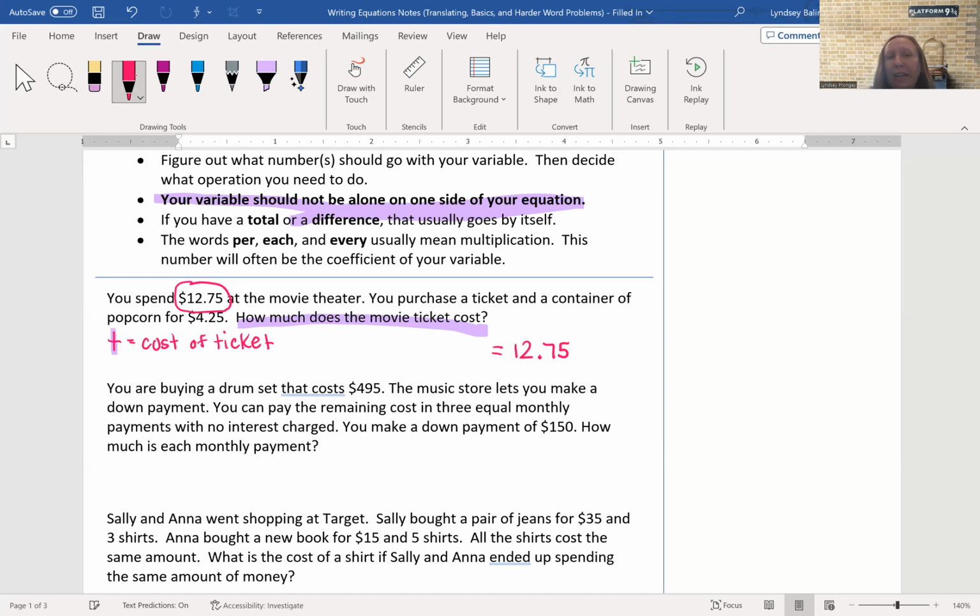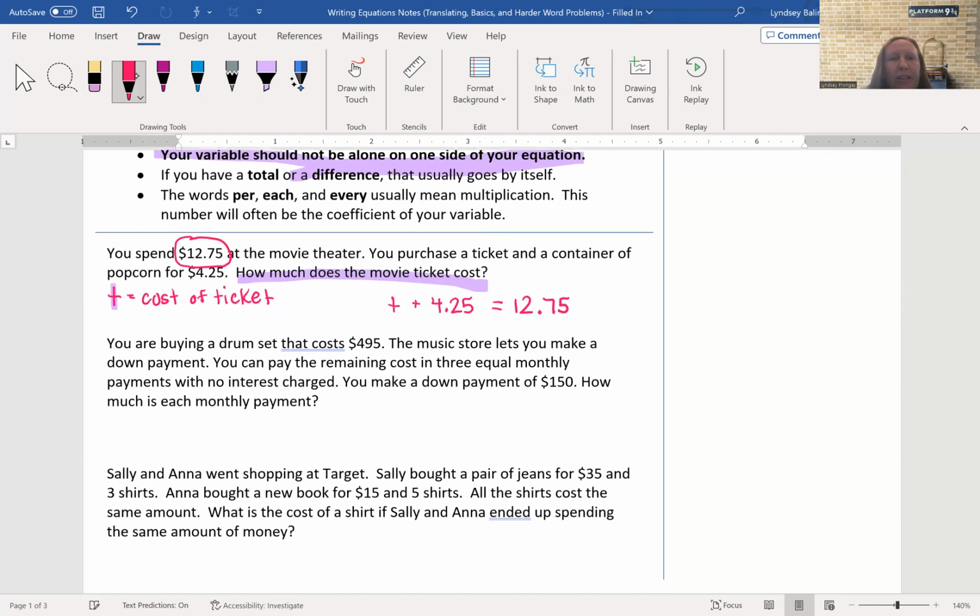Well, the cost of the ticket, we don't know. That would be T. The popcorn, we do know that was $4.25. And those two things are going to be added together to get that total of $12.75. And that's our equation. This one happened to be a one-step equation. You do not need to throw any units in there, especially any dollar signs. You don't need to include that. Just include numbers, operations, and an equal sign.